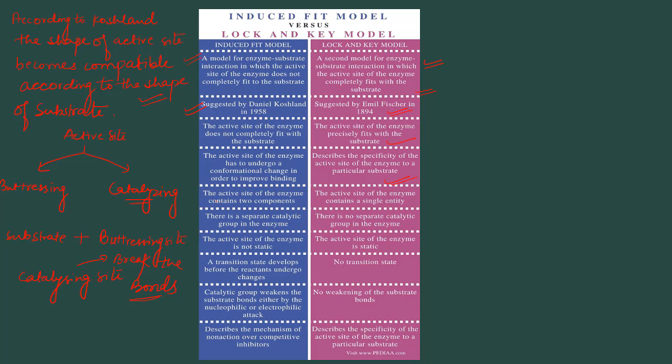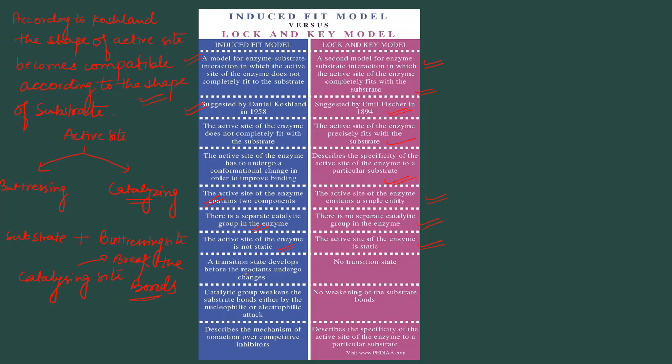In induced fit, the active site of the enzyme contains two components, buttressing and catalyzing site. In lock and key, the active site contains only a single entity. There is a separate catalytic group in the induced fit model, but there is no separate catalytic group in lock and key. The active site is not static in induced fit, while the active site is static in lock and key.